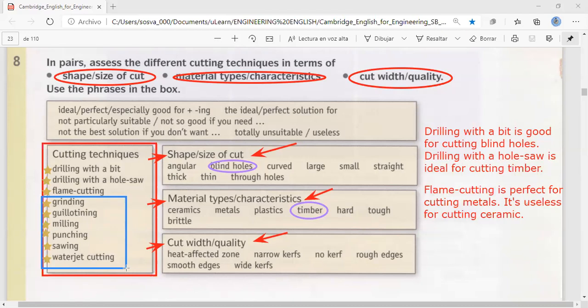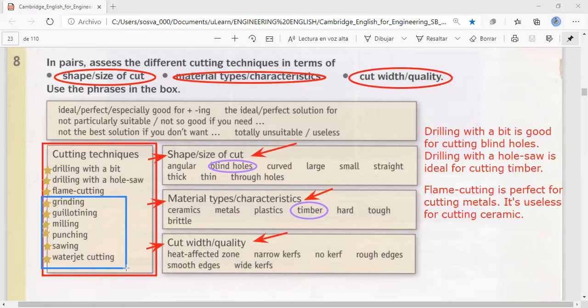It's interesting, this description. I need to think about the material characteristics, or the shape, or the result after you cut it. Maybe after you use grinding to cut, you have a narrow curve, or maybe you have no curve, maybe the edges are not smooth, or maybe they are smooth. Or you can talk about grinding: I can use grinding to cut metals or to cut brittle plastics.